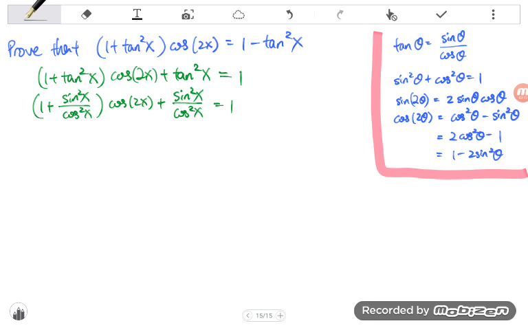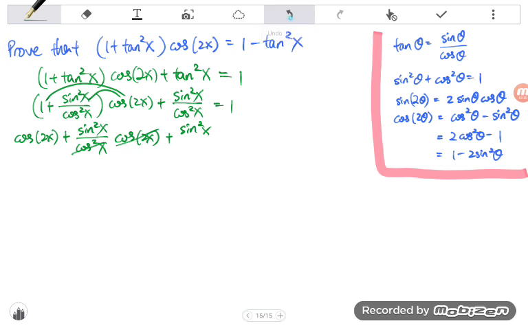Okay, now let's see what we can do. I'm going to distribute the cos 2x there and there as well. So distributing them, I will get cos 2x plus sine square x over cos square x multiplied by cos 2x. And as I mentioned in the previous video, please do not simplify them. You can't do that, they're not the same thing. It's not a matter of power, it's a matter of the angles.